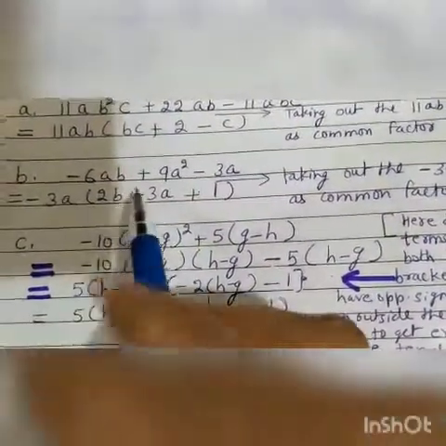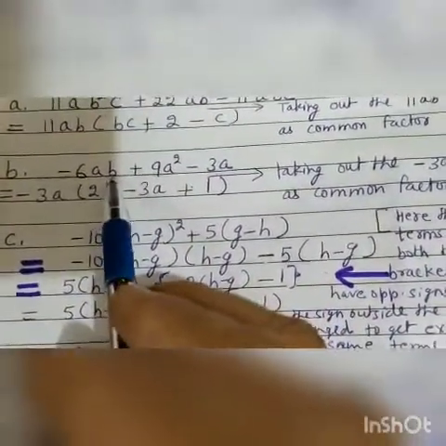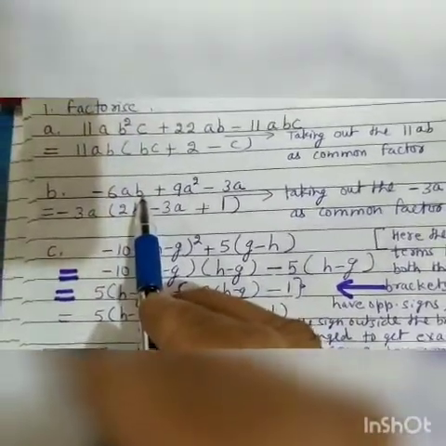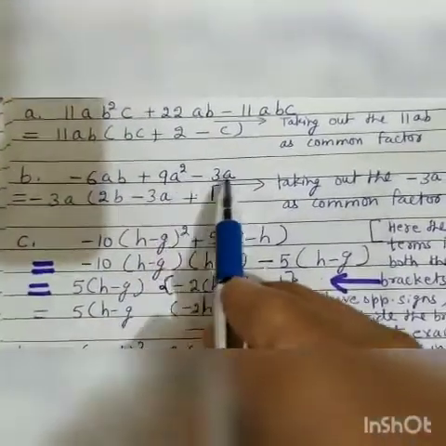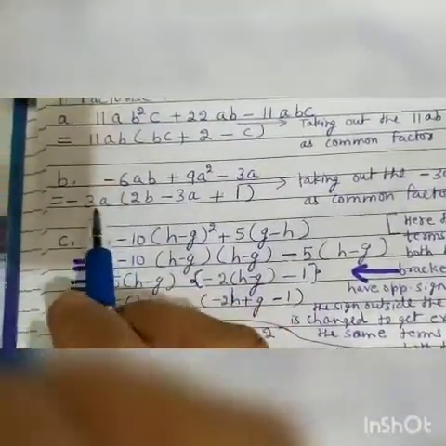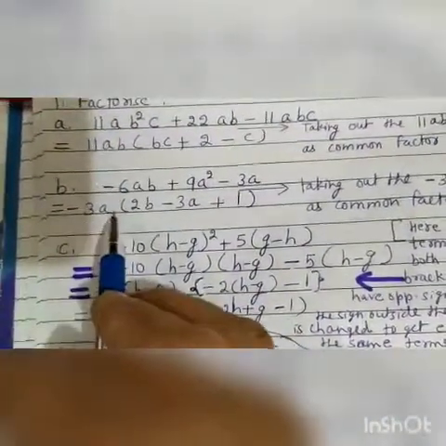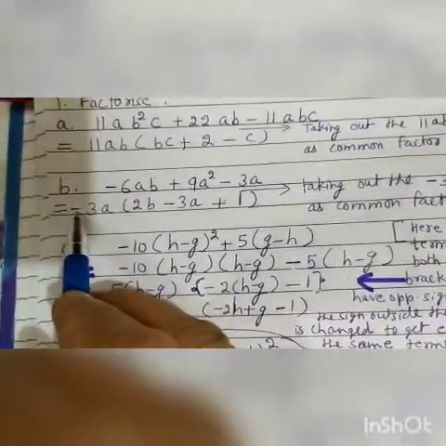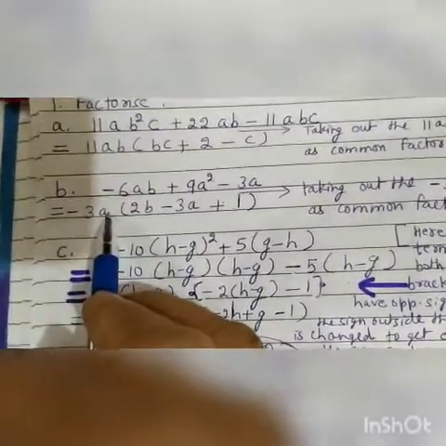If we see about b, then b is only present in first term. It is not present in second or third term. So we cannot take b as common. What will be common? Our minus 3a. Minus also we will take common. So minus 3a is common.